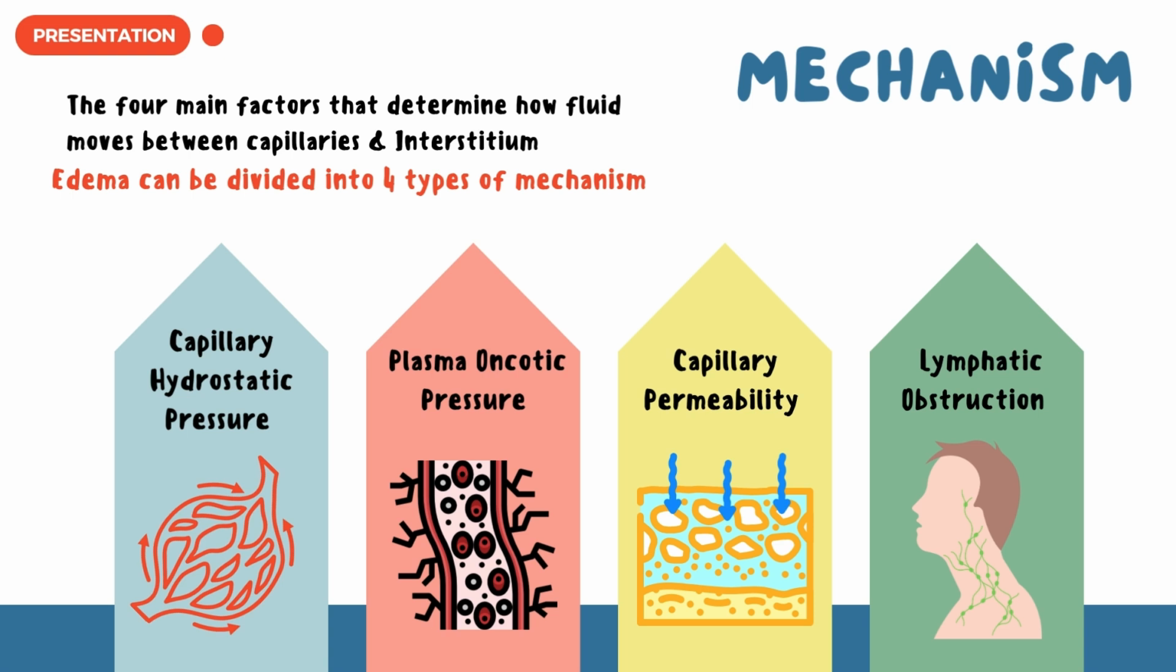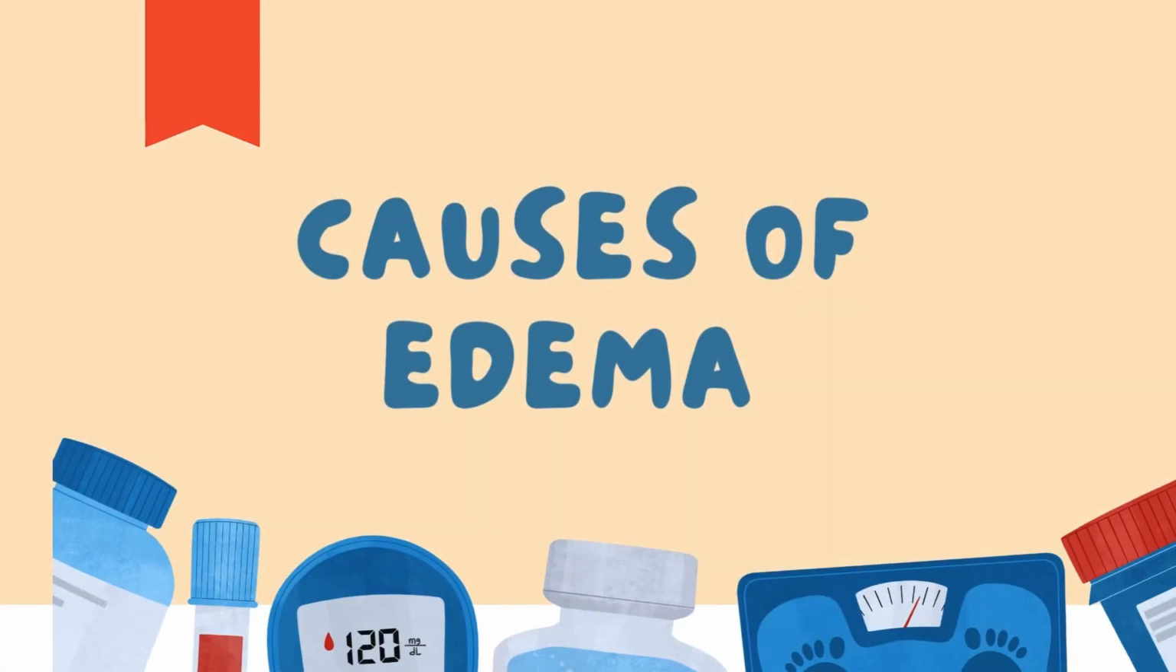The plasma oncotic pressure is exerted by the cells and proteins that cannot cross the capillary membrane. They attract fluid. Capillary permeability, or leakiness, affects how easily fluid gets through. Lastly, the lymphatic obstruction is a blockage of the lymph vessels that drain fluid from tissues throughout the body and allow immune cells to travel where they are needed.